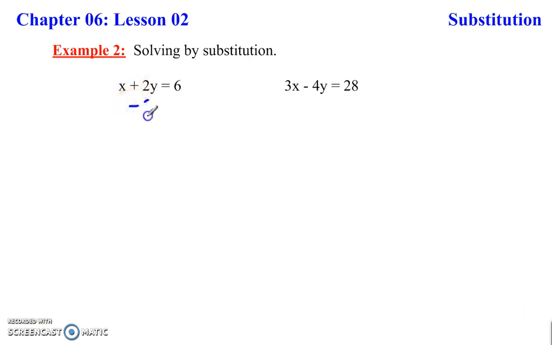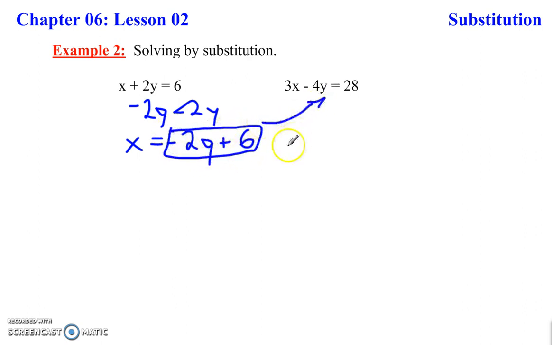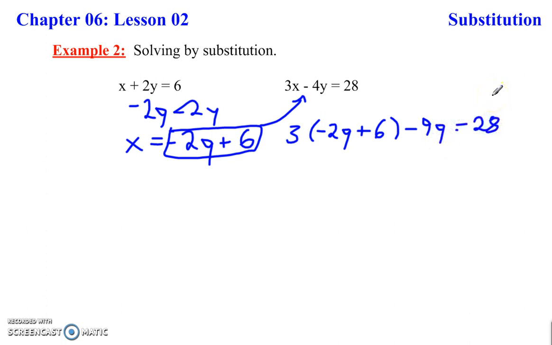Okay, so subtracting 2y from each side, you get x is equal to negative 2y plus 6. Plug this in for x over here. We have just solved for x. Plug it in right here. Then we get 3 times negative 2y plus 6 minus 4y equals 28. Okay, I'll give you another chance to pause right here and solve that. Go ahead and pause.